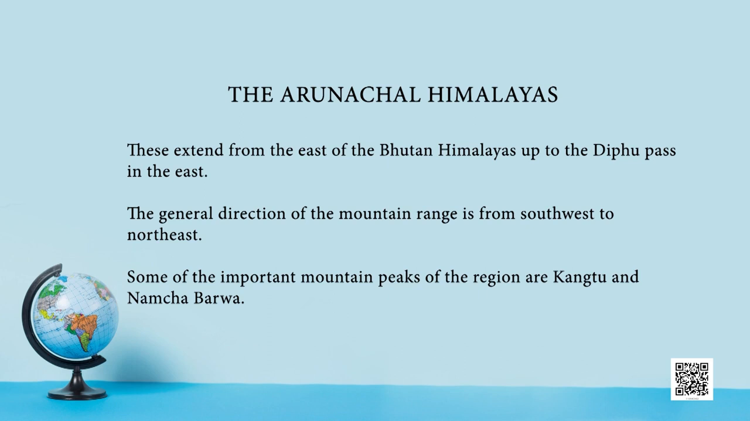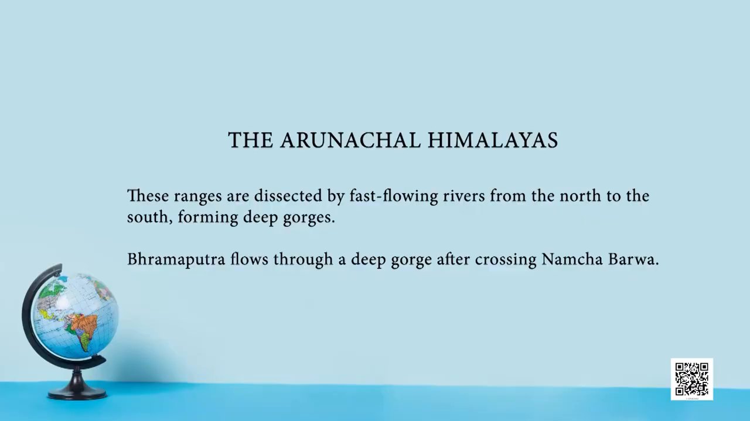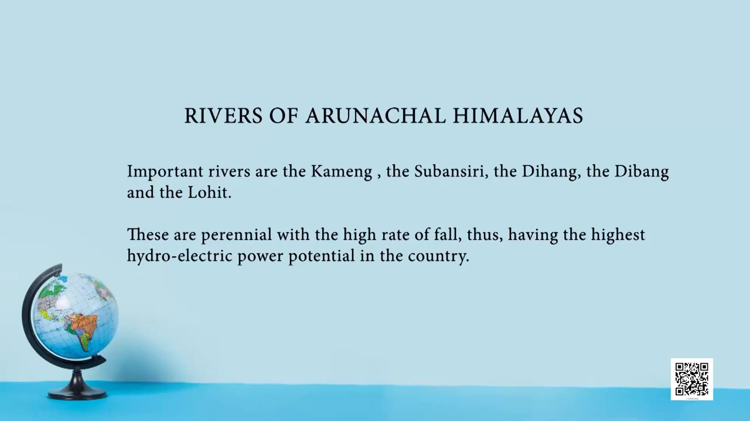The general direction of this mountain range is from southwest to northeast. Some of the important mountain peaks of this region are Kangtu and Namcha Barwa. These ranges are dissected by fast-flowing rivers from the north to the south, forming deep gorges and deep I-shaped valleys. Brahmaputra flows through a deep gorge after crossing Namcha Barwa. Certain other important rivers of the Arunachal Himalayas are the Kameng, the Subansiri, the Dihang, the Dibang and the Lohit.